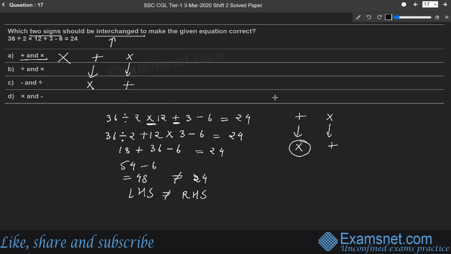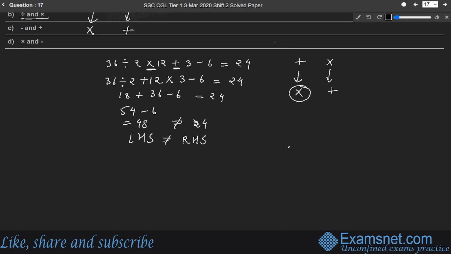Now looking at the second option, which is divide and multiply. So the symbols are divide and multiply. It means that we have to change the divide sign to a multiplication sign and the multiplication sign to a division sign. So let us write the given equation again. It is 36 divided by 2 multiplied by 12 plus 3 minus 6 is equal to 24, right? So let us interchange both these signs, which is division and multiplication.